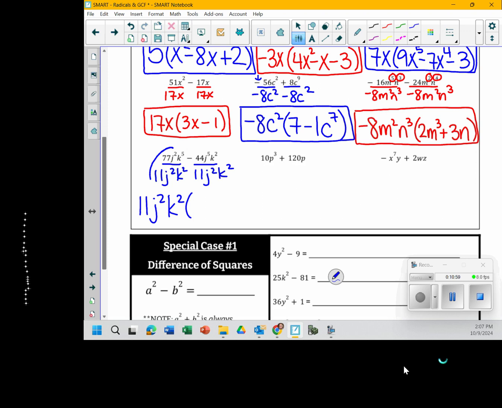And then you're just dividing each piece. 77 divided by 11 is 7. My j squareds cancel. I have k to the third left. Minus 44 divided by 11 is 4. J to the third, and this time the k's cancel.